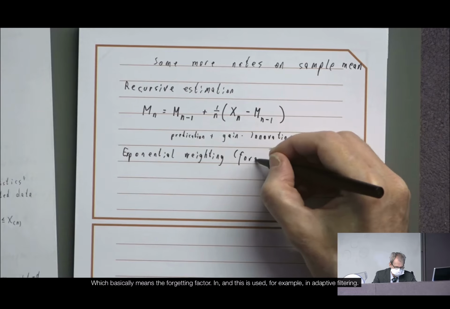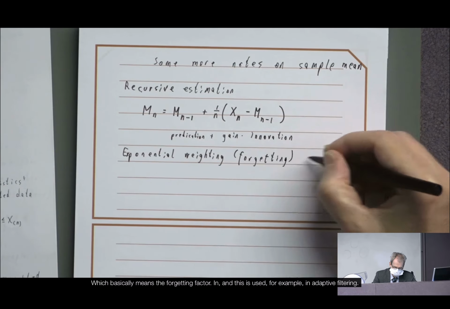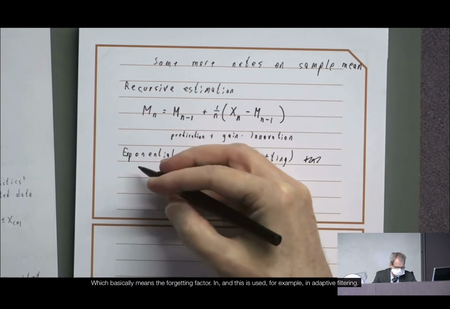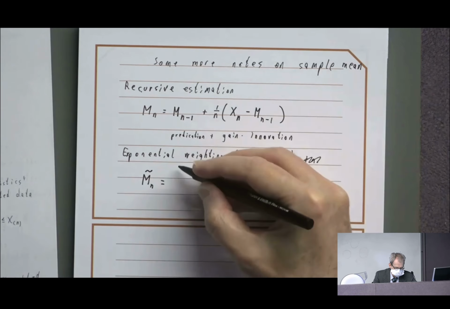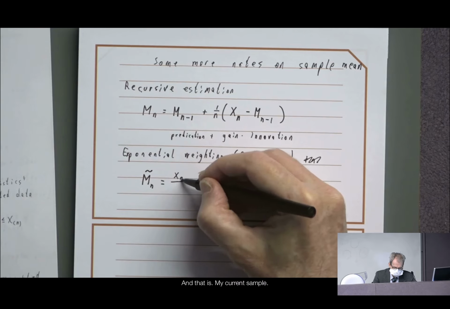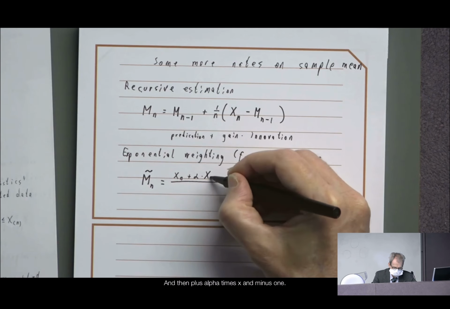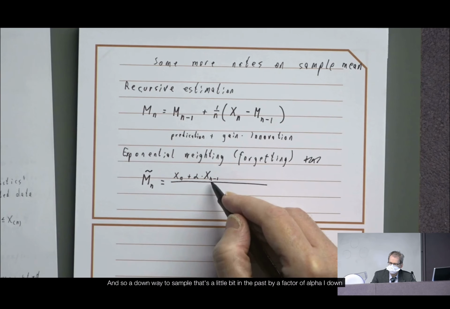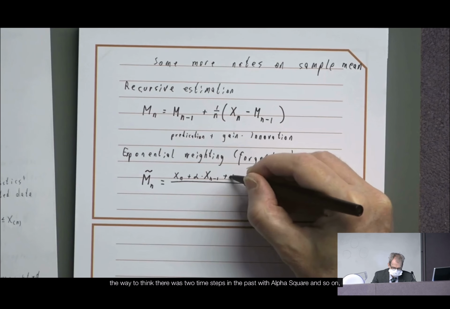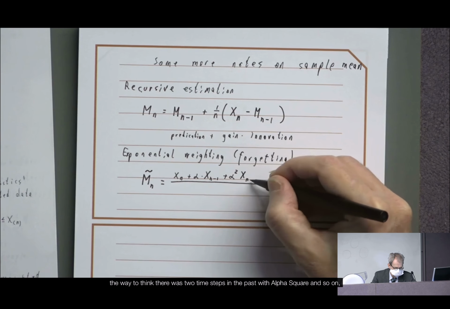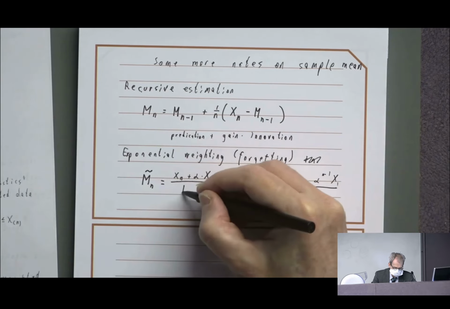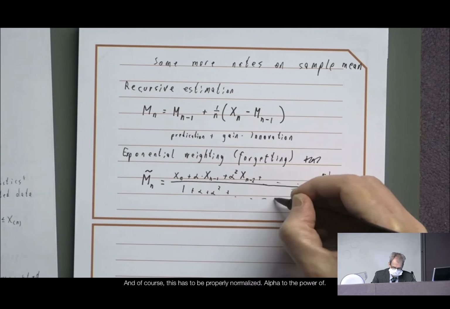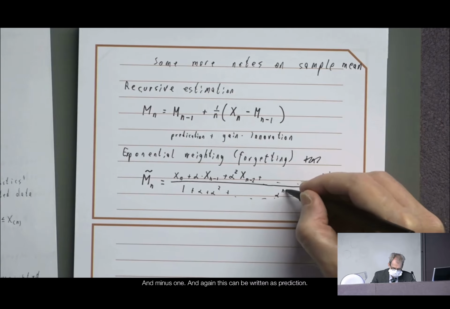Now, there is also the possibility of an exponential weighting, which basically means a forgetting factor. This is used, for example, in adaptive filtering. So there we have a revised definition of the sample mean: my current sample, plus alpha times x n minus 1. So I downweigh the sample that's a little bit in the past by a factor of alpha, the one that was 2 time steps in the past with alpha squared, and so on, all the way down to alpha to the power of n minus 1 times x1. And of course, this has to be properly normalized.